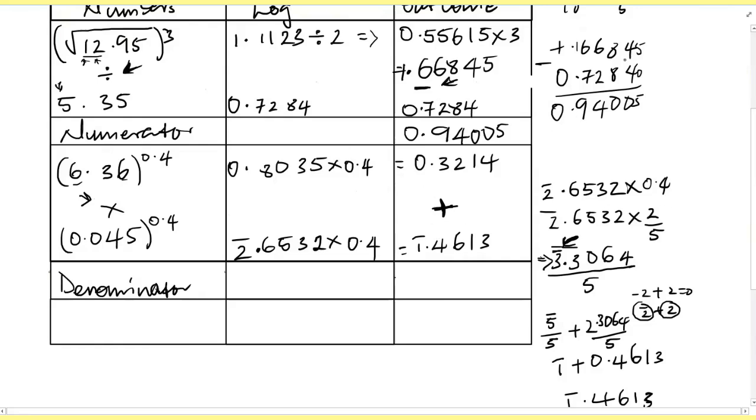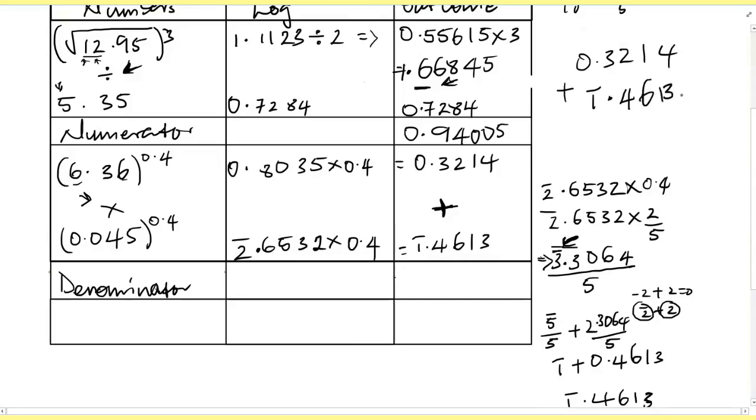So we'll add these two values now. So adding the two values, I'm going to clean this part and add 0.3214 plus bar 1.4613. So this bar is looking like T. It's not letter T, please. So at this part, 1 plus 1 is 2. 2 plus 6 gives us 8. 3 plus 4 gives us 7.